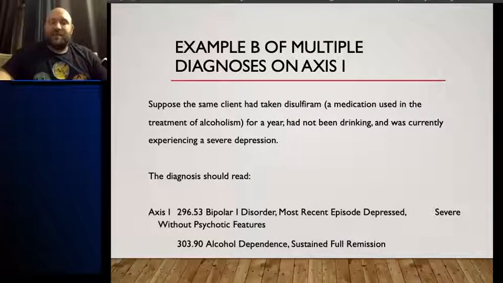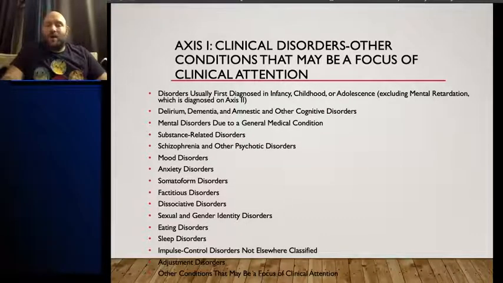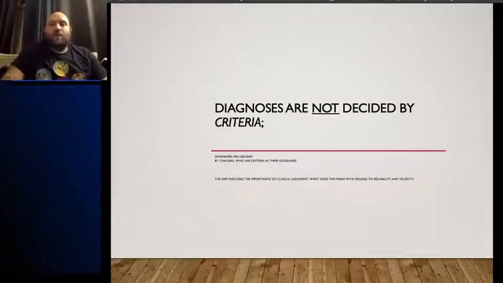Here's just a second example. So I won't go through each of these, but just to make sure everybody gets the point, Axis 1 is all disorders except personality and intellectual disability. So this is really important for you to know. You've really got to start to wrap your head around this.